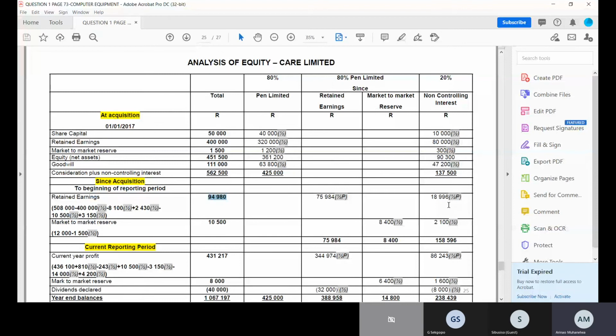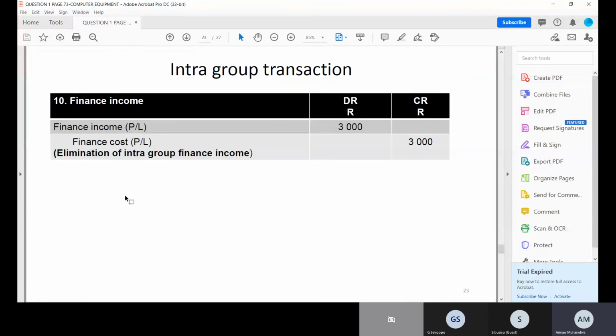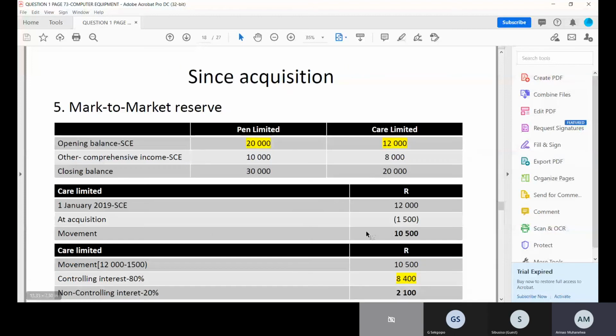Market reserve, you will do the same. It will be the at acquisition until since acquisition. We'll look at the calculation with regard to that in no time. This part was given, we don't need to worry about it, but at acquisition it was 1,500. Since acquisition, 12,000. Here's the 12,000, and here's the movement. Here's just the breakdown of how it will look on the analysis.